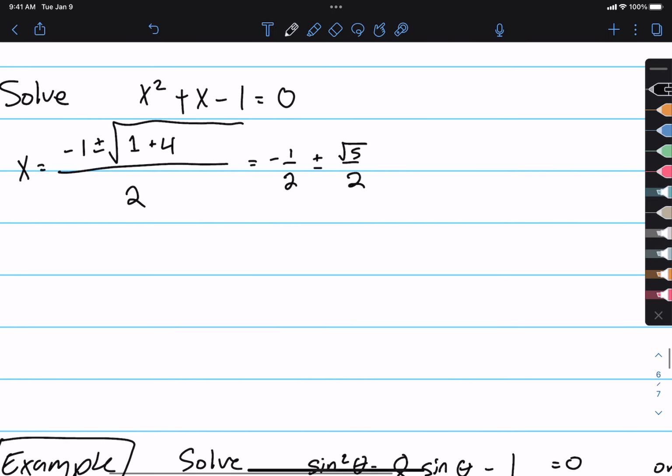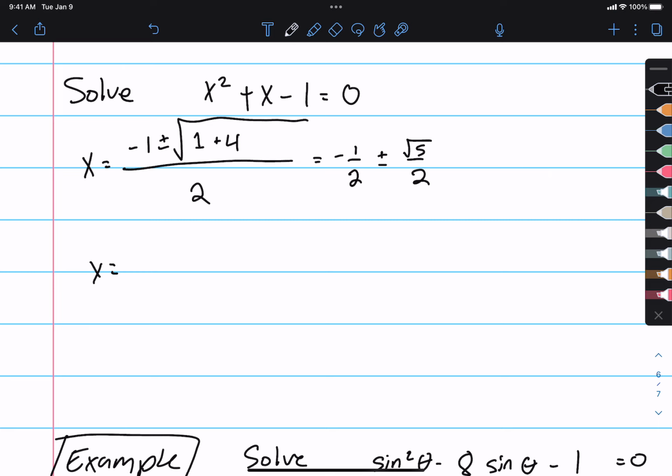And if we put this in our calculator, this means x is either equal to plus the square root of 5 over 2. X is either going to equal 0.618, or x is going to equal negative 1.618.